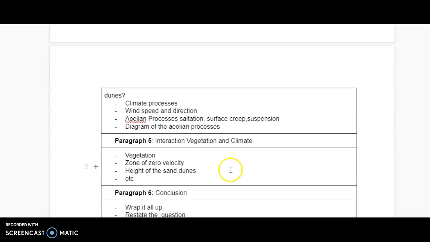Paragraph 5 is the interaction of the vegetation and the climate. So that is that zone of zero velocity, that pingao, spinifex, and marram grass stopping and building the sand dune, stopping the sediment to build the sand dunes. And here, talk about the height of the sand dunes. So where are the sand dunes taller and where are they not so big?